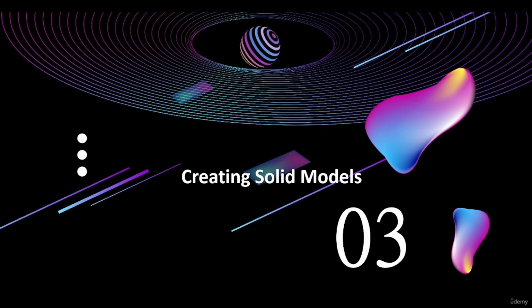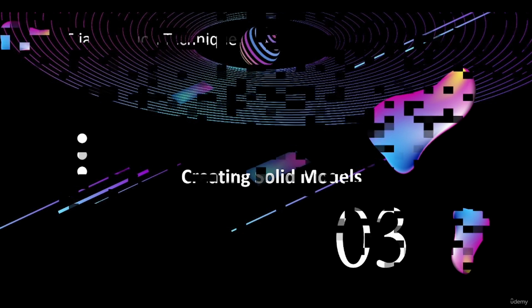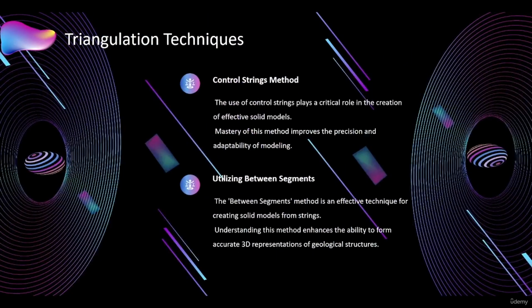Now comes the fun part, actually creating the solid model. We will start by using a triangulation technique called between segments. This method allows us to create a solid between two sets of string files. Another technique involves using control strings, which act as a guide for creating more complex models. I will walk you through each step to make sure you are comfortable with the process.